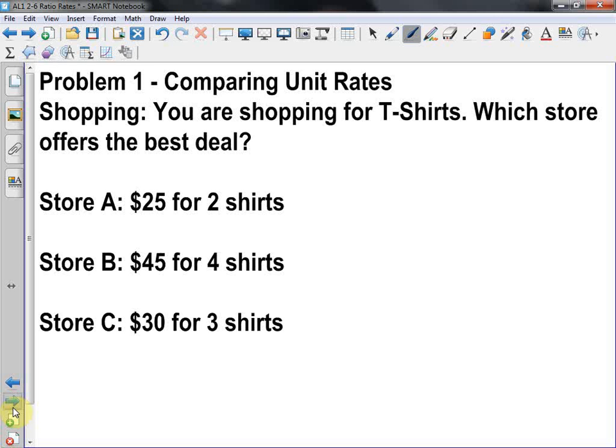Okay, so what we want to do is, because if you make your own money, you realize that making money is hard, right? And you just don't want to spend it on whatever. So you want to get as many T-shirts as you can for your money, all right?